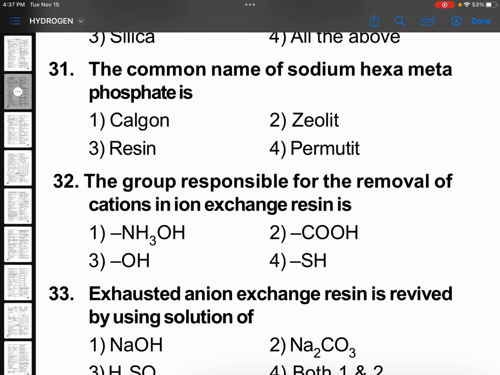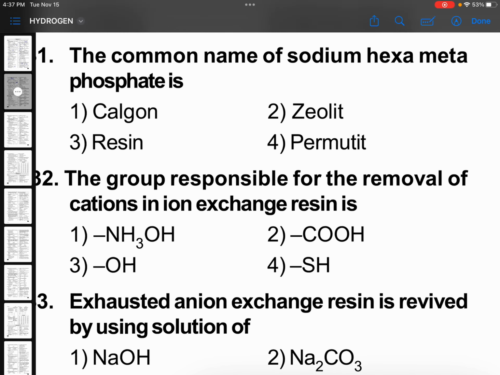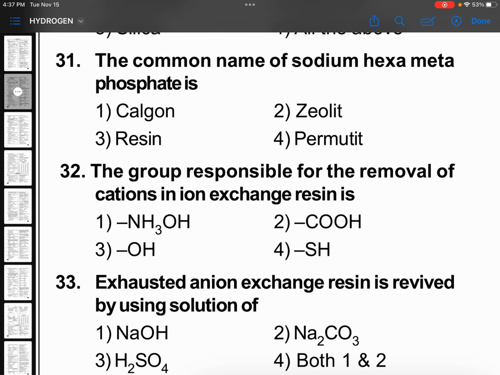The common name of sodium hexametaphosphate is calgon. Calgon means calcium gone. Remember it like this: when you are using calgon, calcium is gone. Surendra Reddy sir, right? Calgon, calcium gone. Sodium hexametaphosphate, (NaPO3)6. All 6.